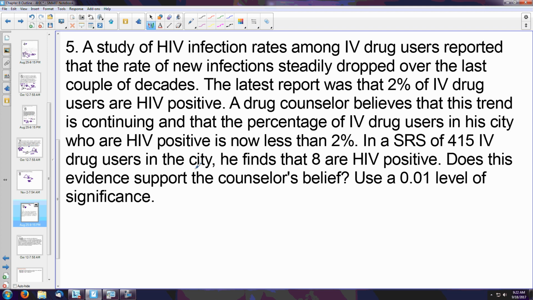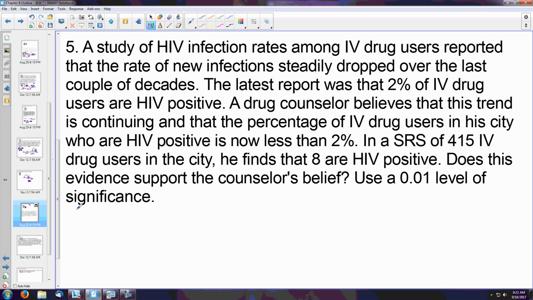A study of HIV infection rates among IV drug users reported the rate of new infections steadily dropped over the last couple of decades. The latest report was that 2% of IV drug users are HIV positive. A drug counselor believes this trend is continuing and that the percentage of IV drug users in a city who are HIV positive is now less than 2%. In a simple random sample, that's what SRS stands for, of 415 IV drug users in the city, he finds that 8 are HIV positive. Does this evidence support the counselor's belief? Use a 0.01 level of significance.